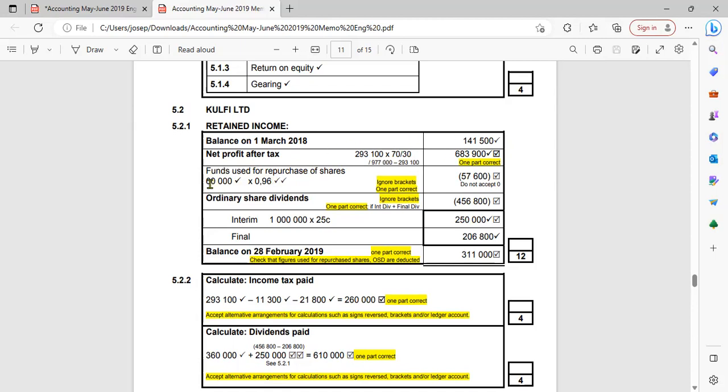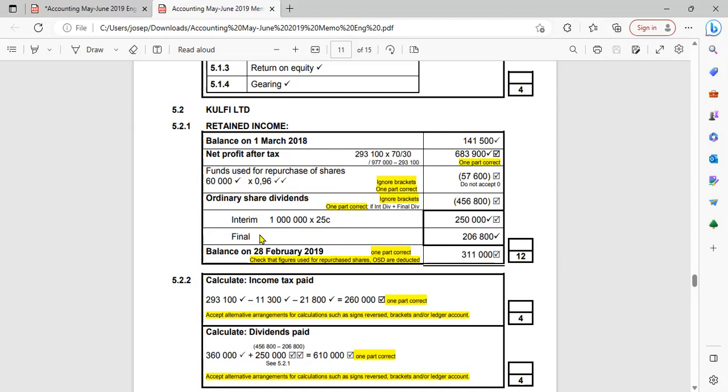Guys, I told you that this one was just simple. You just take your 9 rands and then you subtract your 8 rand 04 cents, and then you get your 96 cents. And you see, this 12 marks, it's just simple to get all these marks. Then you get 57,600. And then for ordinary share dividends, like I said, interim dividends, when you are not given any information with the price of interim dividends, just note ordinary share dividends.